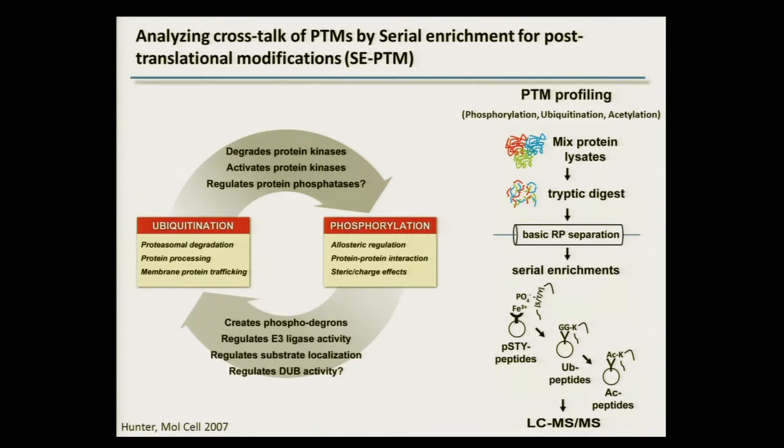I also want to show you that post-translational modifications can affect each other and can do crosstalk with each other. For example, for ubiquitination and phosphorylation, it's well known that ubiquitination can regulate degradation of kinases, can activate protein kinases, and phosphorylation can generate, for example, recognition signals for E3 ligases and also regulate the E3 ligase activity.